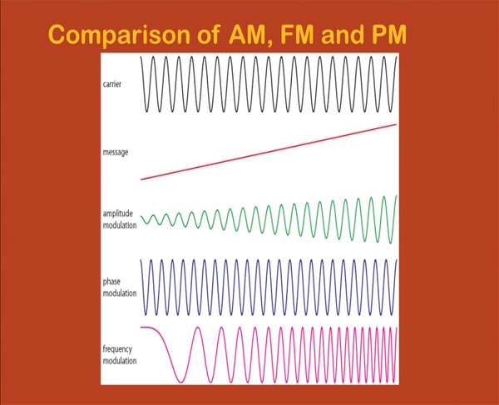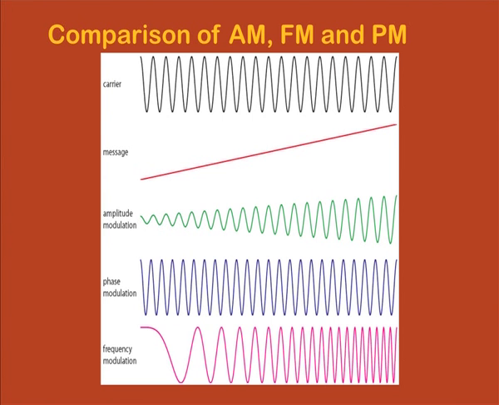For that, we should take a message signal which is a ramp. In the amplitude modulated waveform, we will see that the amplitude of the modulated signal changes linearly with the amplitude of the message signal, which is the ramp. In the phase modulated waveform, we will see that the amplitude is constant, because in the case of angle modulated waveforms, which are both FM and PM, the amplitude does not change.